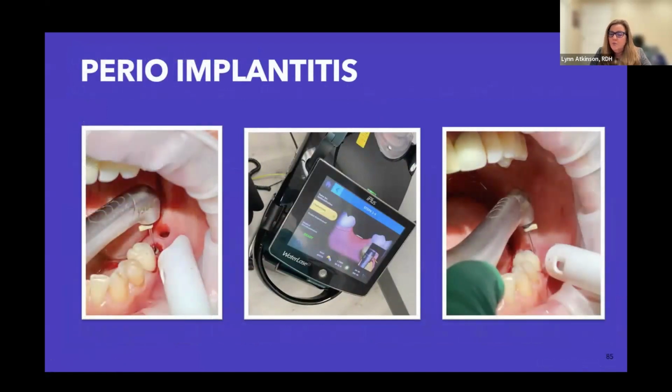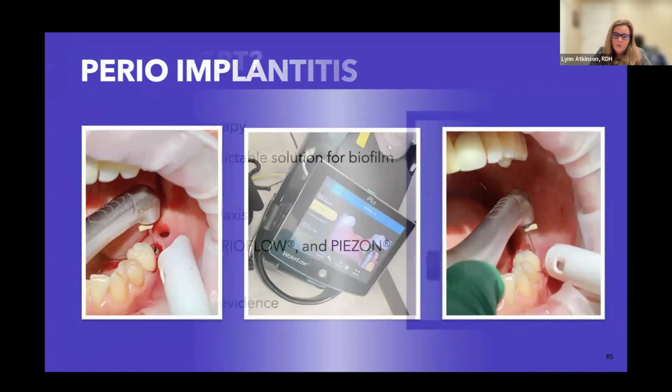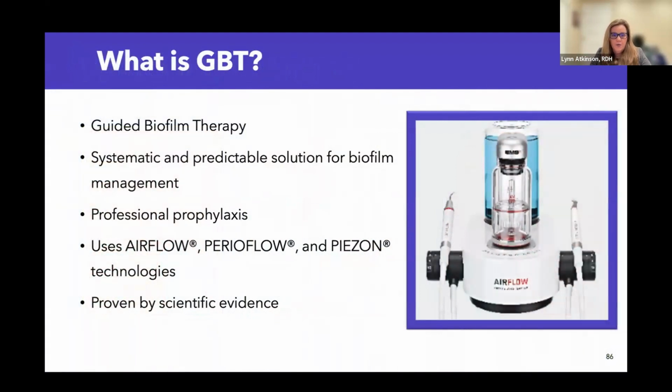So this is treating it with an erbium laser, which you can use to debride the entire implant. You can go all along that gingival margin and treat it that way. So let's talk a little bit about GBT.